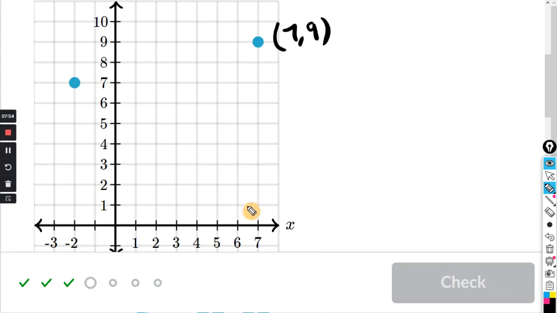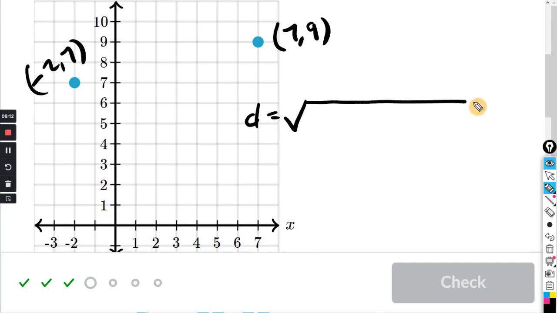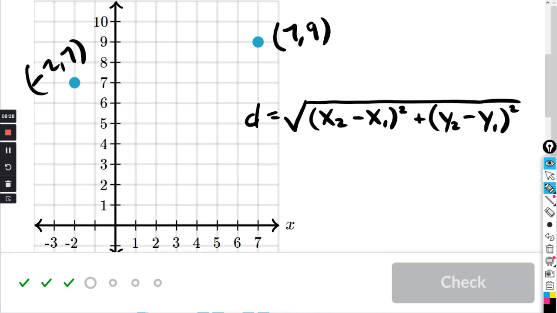And for this one here, the x coordinate is -2, and the y coordinate is 7. All right, so we're just going back to our distance formula. The square root of x2 minus x1 squared plus y2 minus y1 squared. Okay? It doesn't matter which one is x1, doesn't matter which one is x2. You're just subtracting x's and squaring, subtracting y's and squaring.